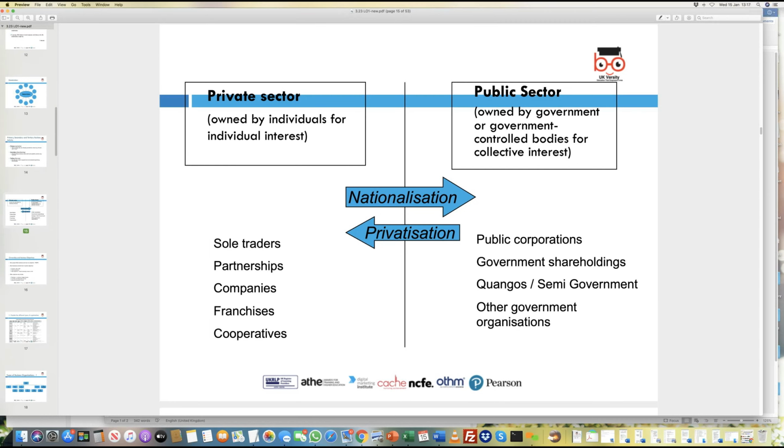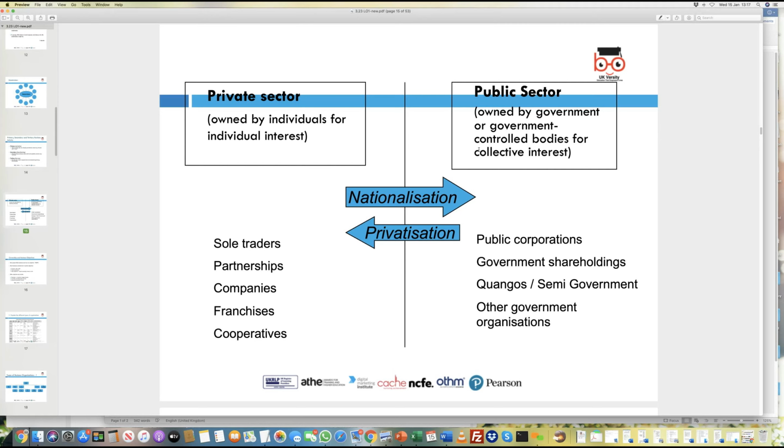Now, when we look at ownership of companies, we look at ownership in the private and public sector, and those are the various types that we look at. Under private sector, businesses could be classified as sole traders, partnership companies, franchises, cooperatives. When we talk about public sector, they could be classed as public corporations, companies which have government shareholding.